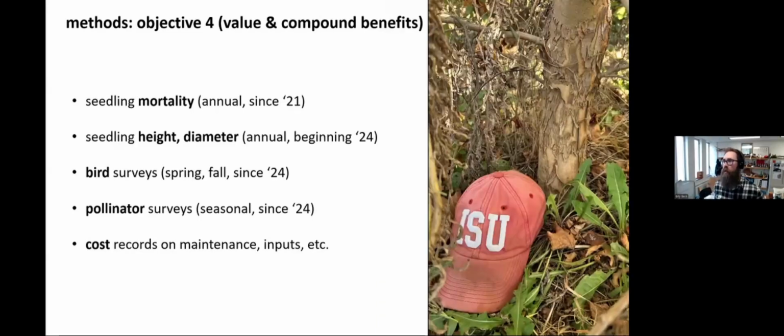All right, last, objective 4. This is a mixed bag of stuff. I'll just loosely or quickly go over this. Value and compound benefits. We've been looking at seedling mortality, again, tracking costs and tracking tips for a landowner in installing these things since 2021. Now that the seedlings are kind of up and running, we're looking at seedling height and diameter. We've been doing bird use surveys since 2024, this year. We've been doing pollinator surveys, and I'll get to that in a second, since 2024. And then, of course, we're taking pretty detailed records on the cost, the time, the people power involved with maintaining these trees and inputs and things like that.